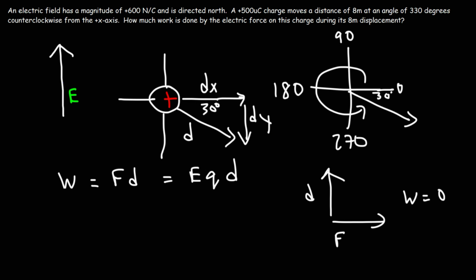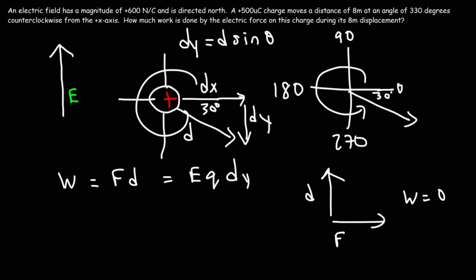So the work done is dependent only on the part that is parallel to the electric field. So this becomes dy as opposed to d. Now we can calculate dy from d using SOHCAHTOA trigonometry. The y component is going to be d times sine theta. Now we can use 30 degrees as theta, or we could use 330. Sine 330 will give us a negative answer. Sine 30 will give us a positive answer.